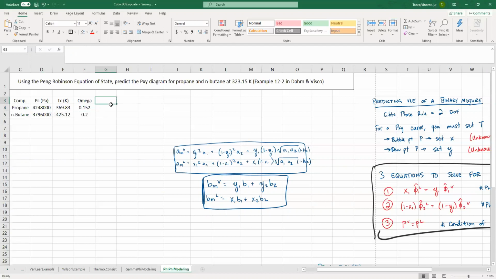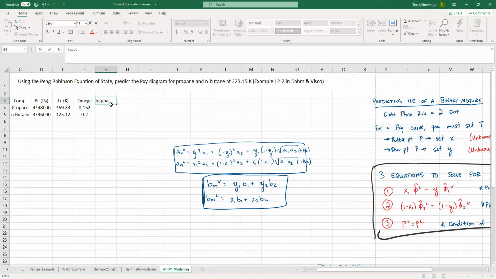And then to calculate the Peng-Robinson parameters, A and B, for the pure components, I have to look into the Peng-Robinson lore a little bit. So this is in either textbook, either Sandler or Dahm and Visco. Look up where they first introduced Peng-Robinson, and you can find expressions for the A and B parameters.